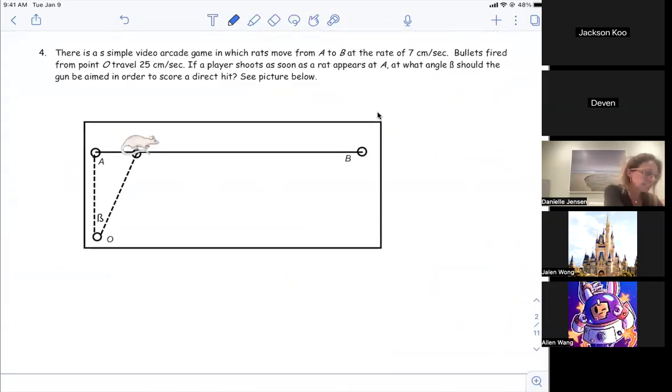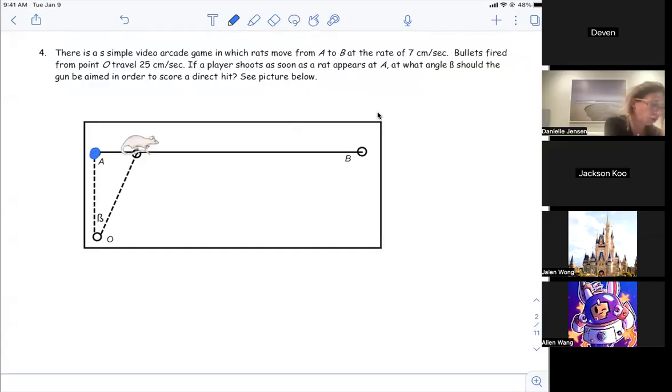So the rat is starting at point A, and you've got your gun here at O. At time 0, nothing's happening: the rat's not moving, no bullets are fired. But then I'm saying that the rat is moving at a rate of 7 centimeters per second. When I'm thinking about actually aiming at the rat, I care about the distance relative to time that the rat's going.